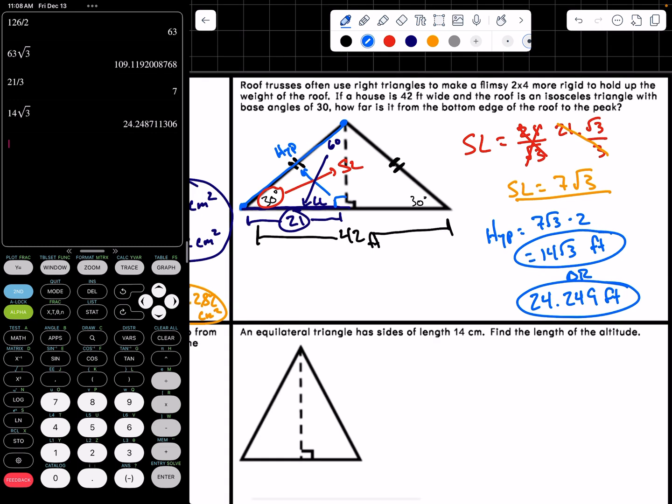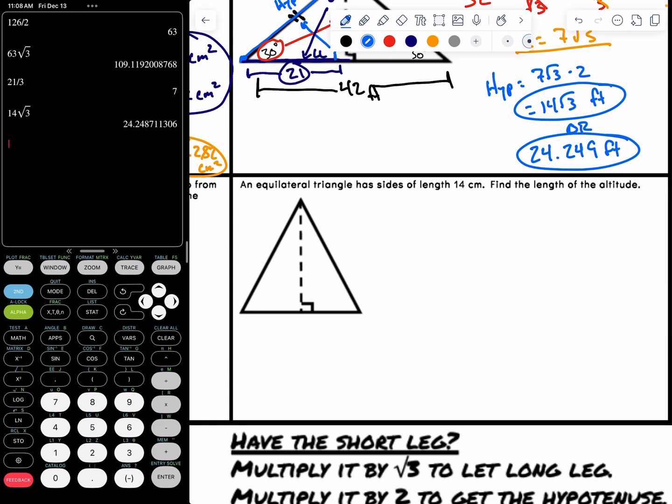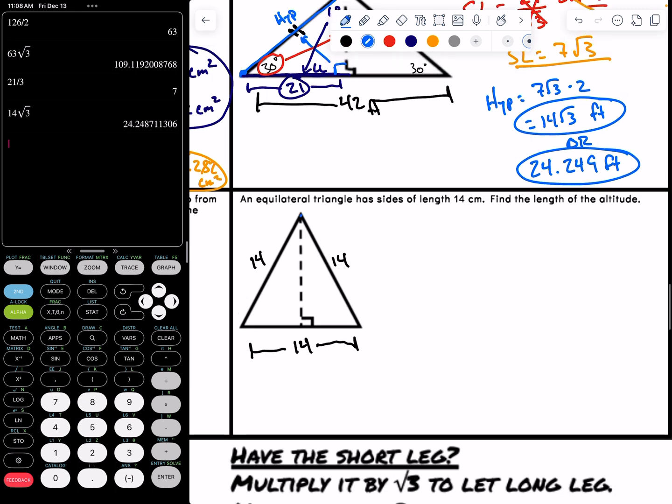And our final question: an equilateral triangle has side lengths of 14. Equilateral means all these are the same. So that's 14, that's 14, that's 14. And this 14 goes all the way from here to here. Find the length of the altitude. The altitude is going to be right here. The altitude meets the vertex of a triangle and the base at a right angle. We show that right there. Because it's equilateral, it's going to split this bottom section in half. So we have 7 over here and 7 over here.